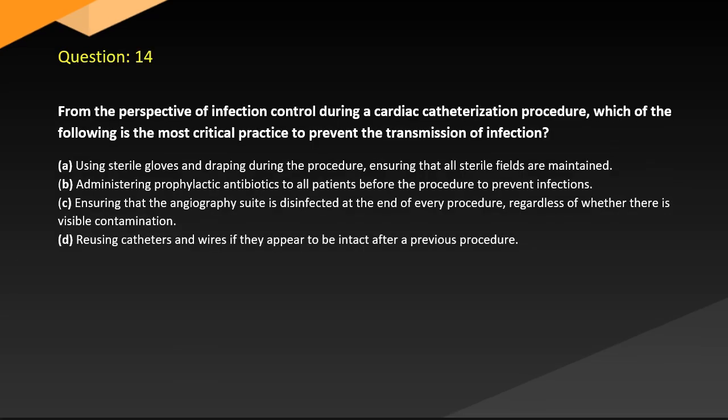Question 14. From the perspective of infection control during a cardiac catheterization procedure, which of the following is the most critical practice to prevent the transmission of infection? A. Using sterile gloves and draping during the procedure, ensuring that all sterile fields are maintained. B. Administering prophylactic antibiotics to all patients before the procedure to prevent infections. C. Ensuring that the angiography suite is disinfected at the end of every procedure, regardless of whether there is visible contamination. D. Reusing catheters and wires if they appear to be intact after a previous procedure.